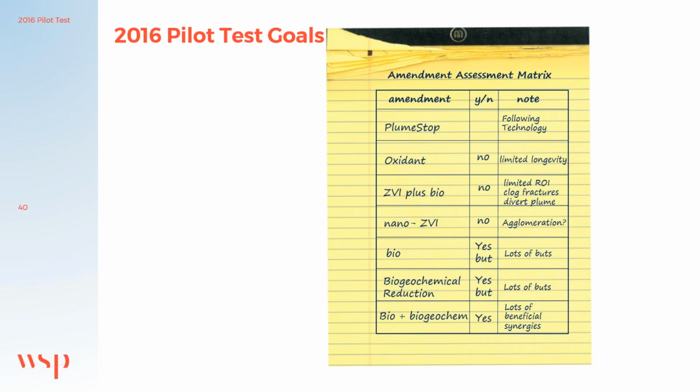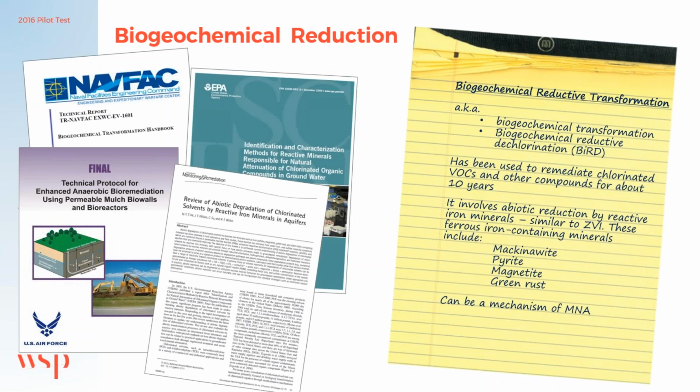Before we get much further, I should explain biogeochemical reduction and potential synergies with bio. The technology goes by different names, but whatever you call it, it has been around as an engineered technology for more than 10 years. The technology involves abiotic reduction by ferrous iron minerals, similar to ZVI. The list here includes the most commonly referenced reactive minerals in the literature. There are many others. The basis of the REGENESIS product CRS, as Colleen mentioned earlier, is to provide ferrous iron to stimulate formation of these minerals.